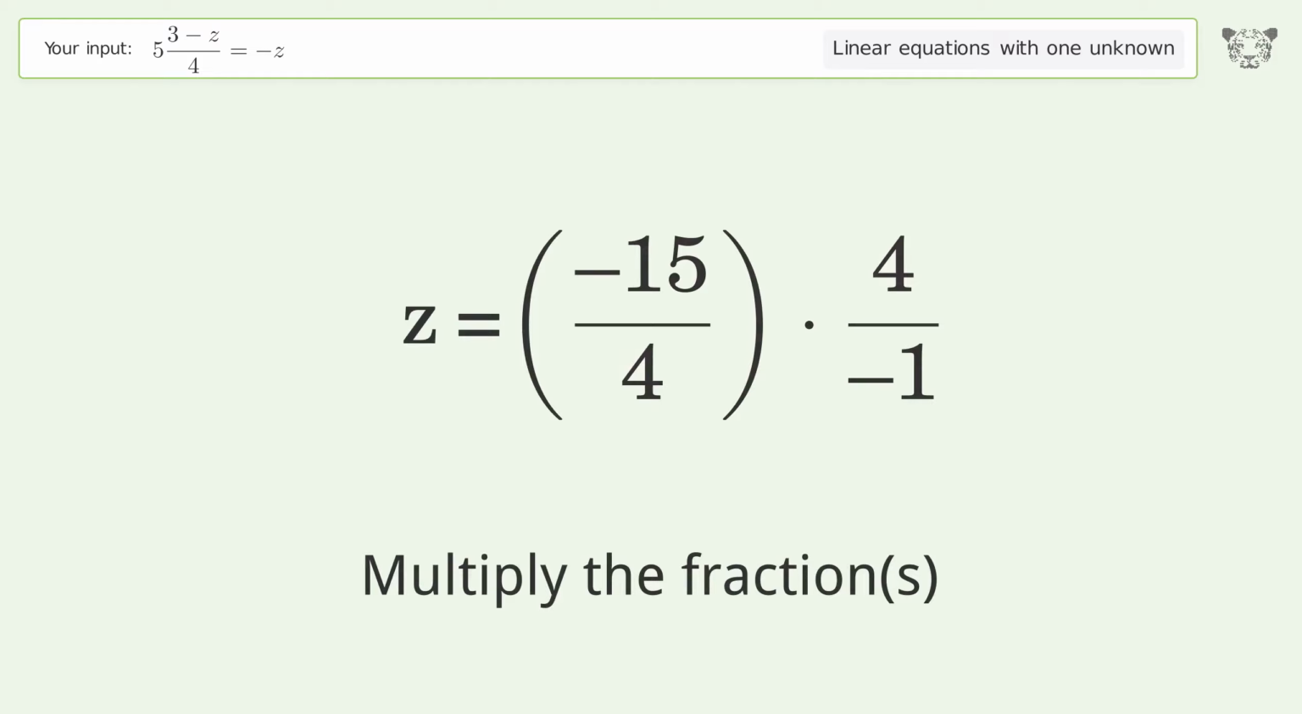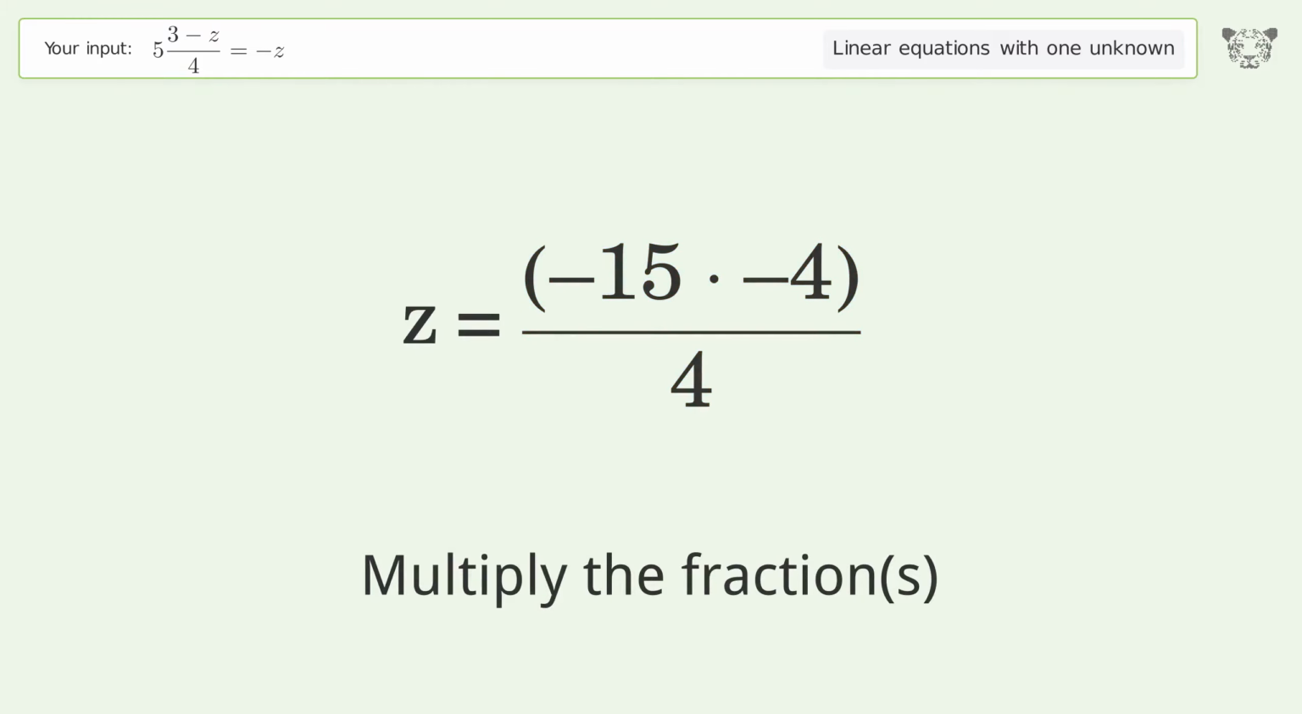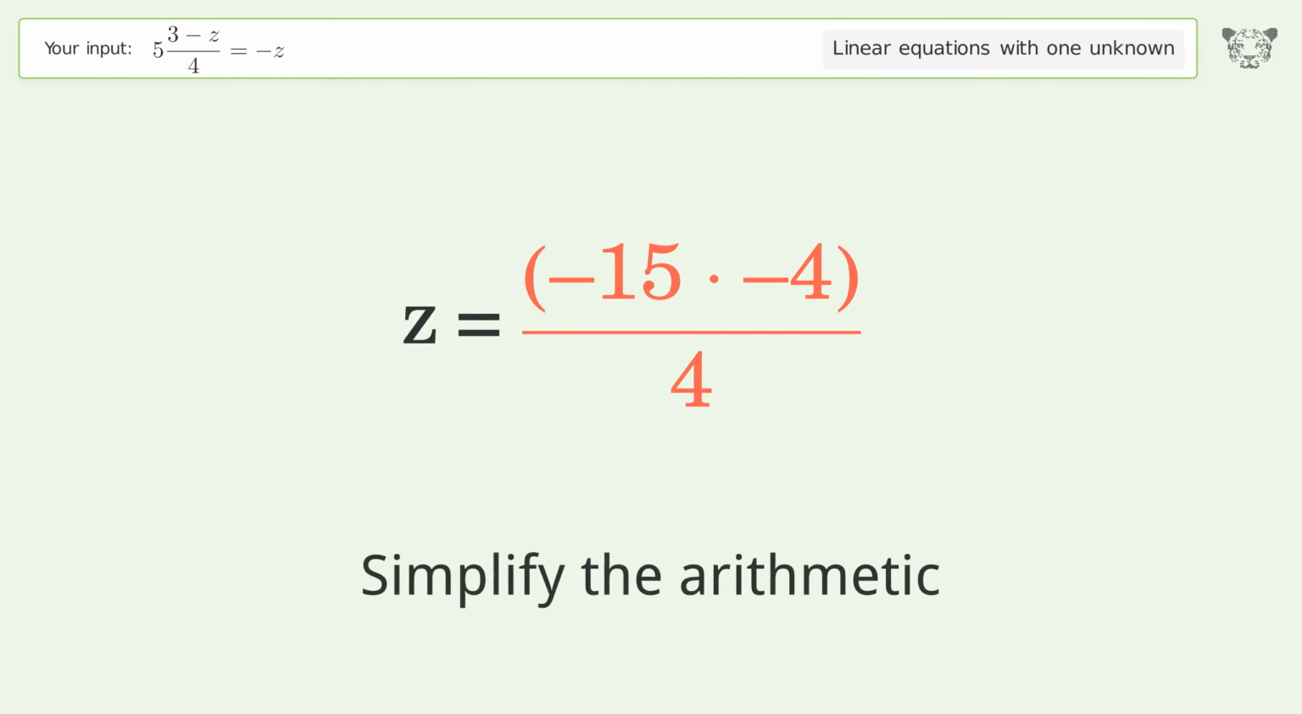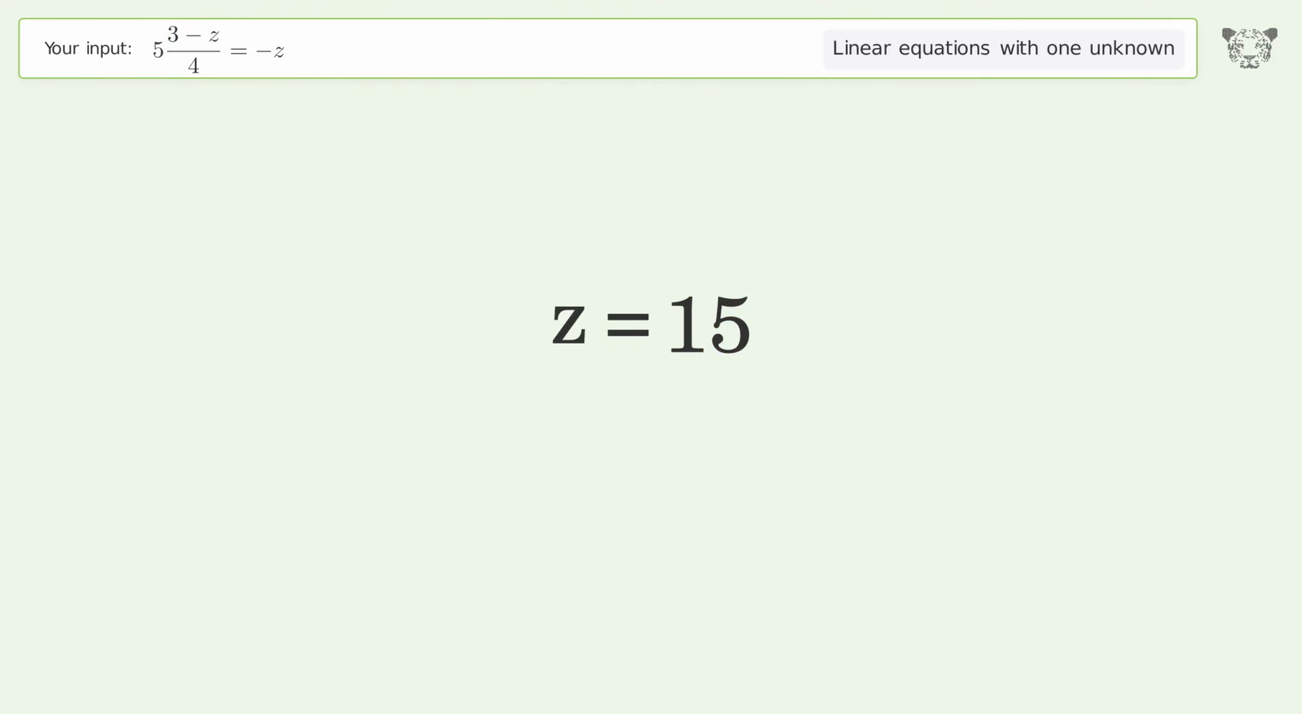Multiply the fractions. Simplify the arithmetic. And so the final result is z equals 15.